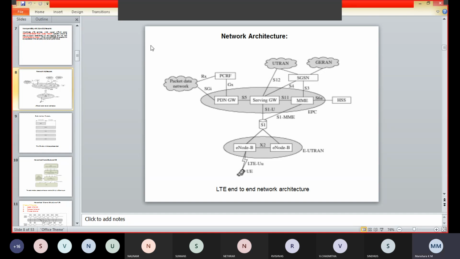So here the specific functions supported by each component and the details about the reference points, that is S1-MME and S1-U, S3, etc. can be found.